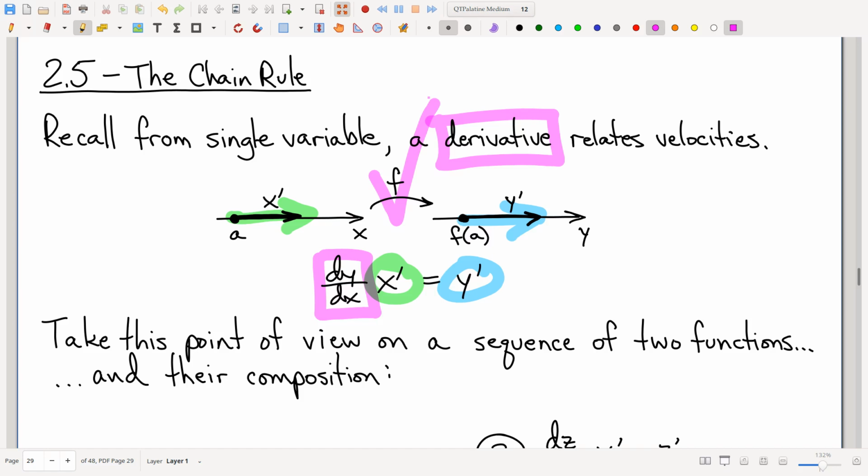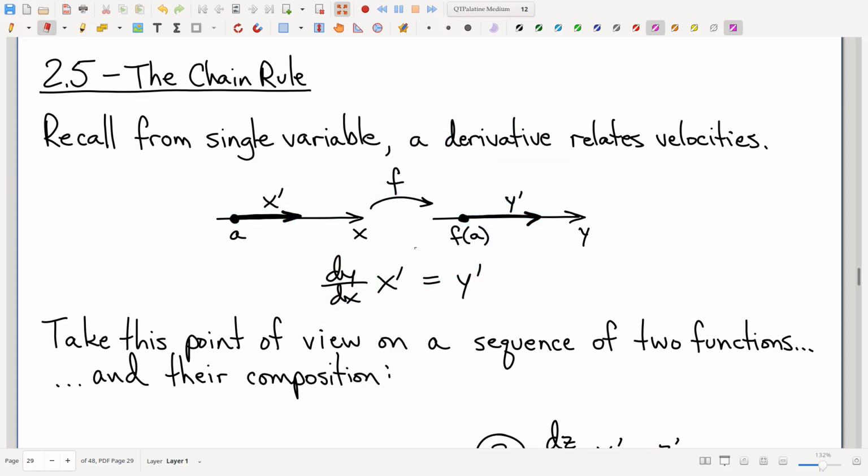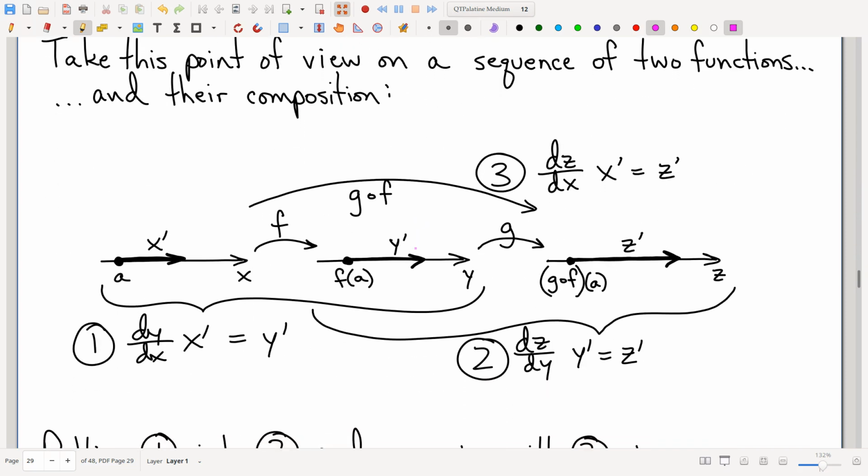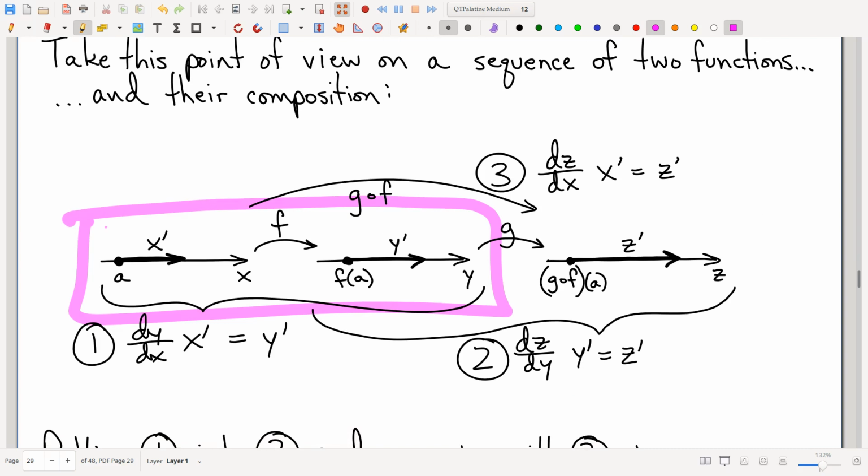Okay. So here's a picture of what happens when you compose functions. I've got a single variable function here where x goes in and y comes out. By the way, I can relate input velocity to output velocity by way of the derivative of that function, which I'm going to call dy dx. That's how we interpret derivatives.